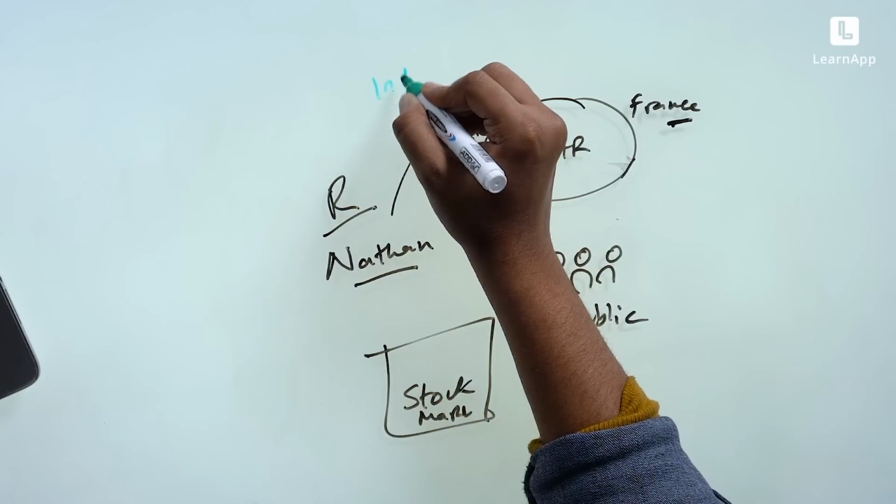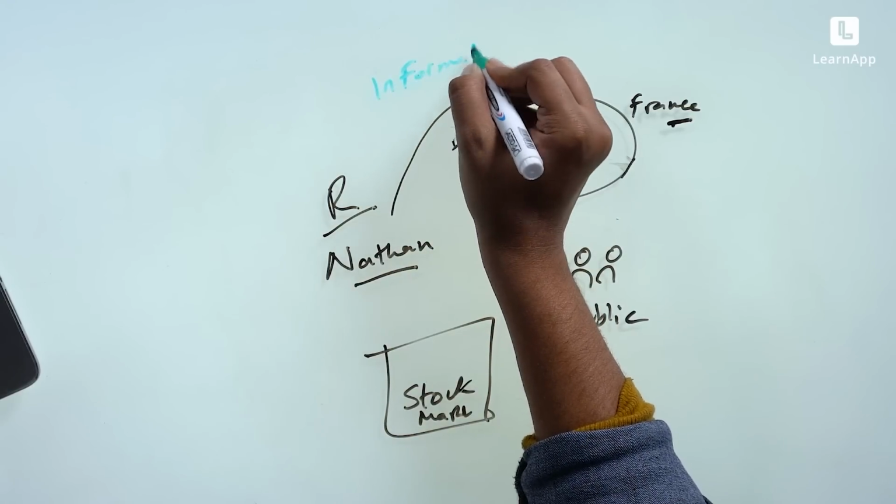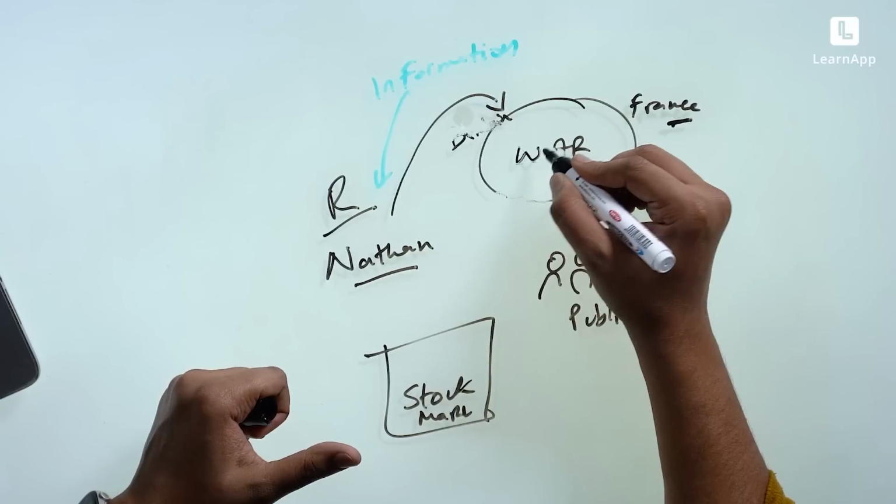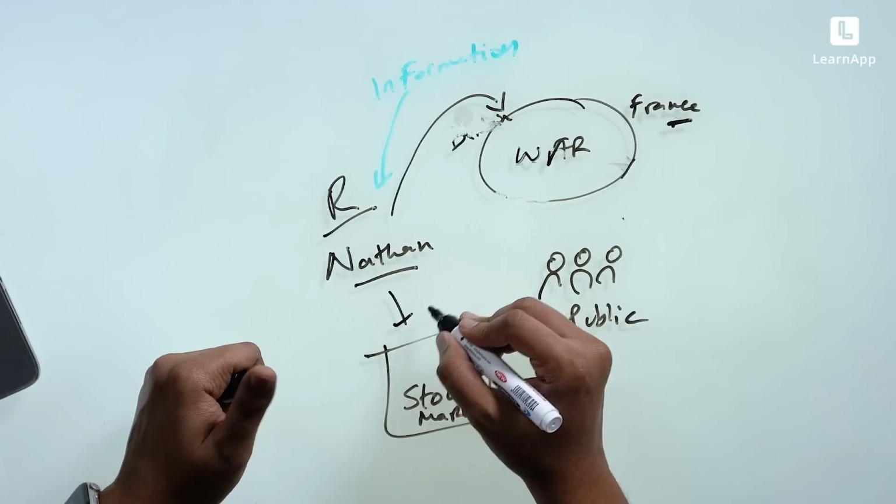So now, I'll add this before. There was some information that he knew, information that no one else knew, and he could use that to profit. And that's exactly what happened. Nathan actually used the information before anyone else and used it to profit from the market based on this.